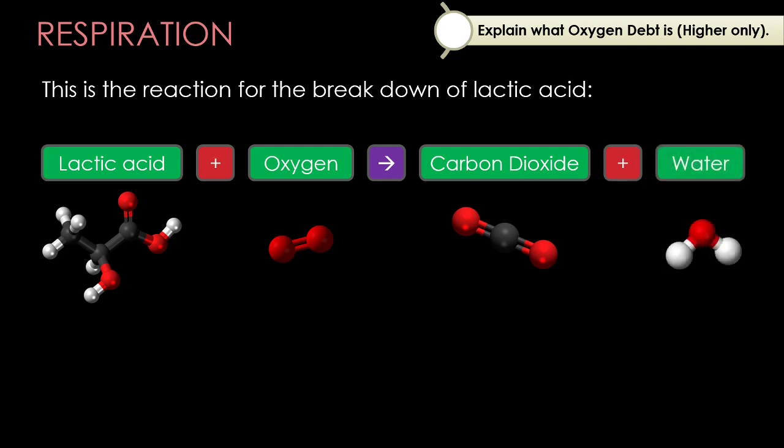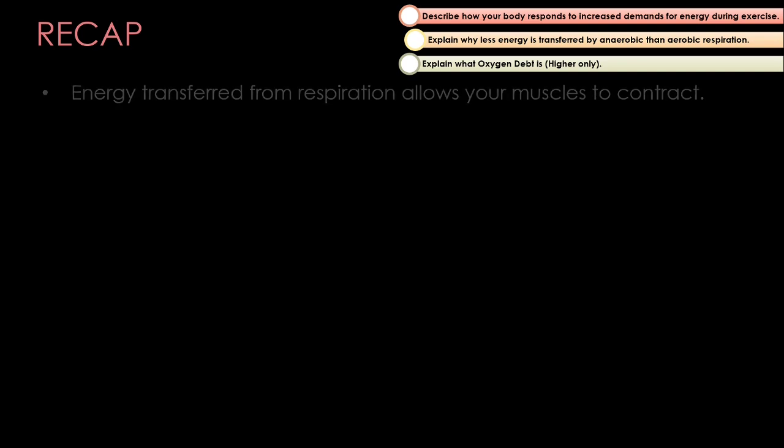Now, we don't need to know the chemical equation for this one, and so I'm not going to tell it to you. But lactic acid plus oxygen becomes carbon dioxide plus water. That's how you get rid of the lactic acid in your muscles and enable your body to start doing aerobic respiration. To recap, there are a few things that we needed to know.